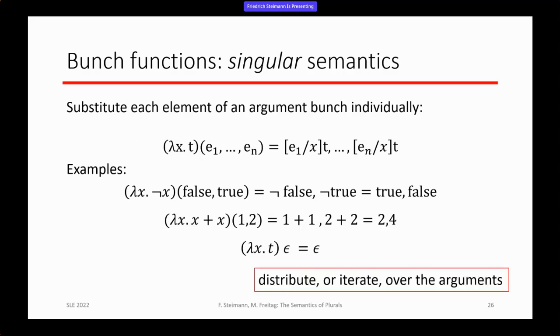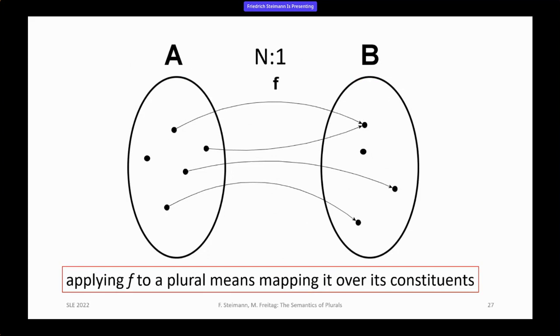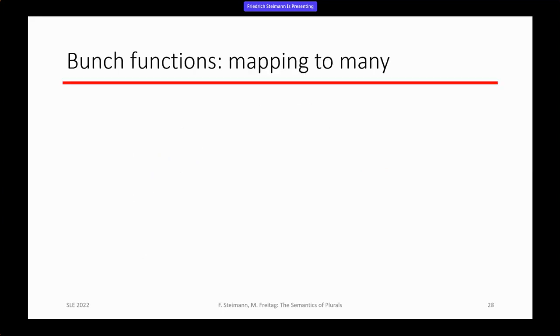And basically what you do when you apply a function to a bunch, you distribute or iterate over the arguments. And if I look at this graphically, you can see a function here, or an n-to-1 relation. And if I apply it to a bunch, then it maps to a bunch. Basically this is mapping that you know from functional programming and also all object-oriented programming languages. The main difference is that you don't apply it to a container like a list or a set, but you just apply it to a bunch, which is not reified. But that's a crucial difference.